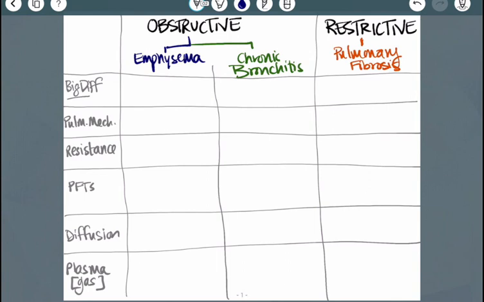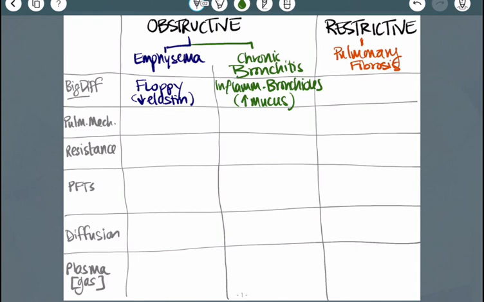Emphysema is the destruction of elastin. Elastin is that elastic recoil protein. Emphysema is a floppy lung disease. The lung becomes floppy, and you might even want to write because of reduced elastin. This will be the driving factor to the pulmonary clinical manifestations of emphysema. Chronic bronchitis, the driving pathophys of chronic bronchitis is inflammation in your bronchioles. And if you want to write a little cue for that, it's increased mucus along with that inflammation. That is going to decrease the diameter of the airways and impact lung function.